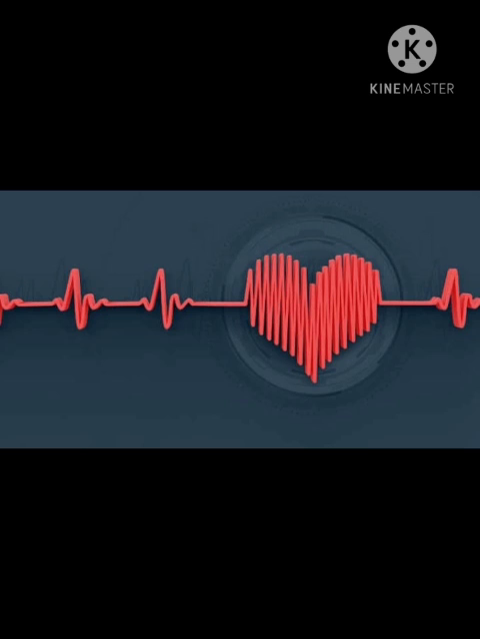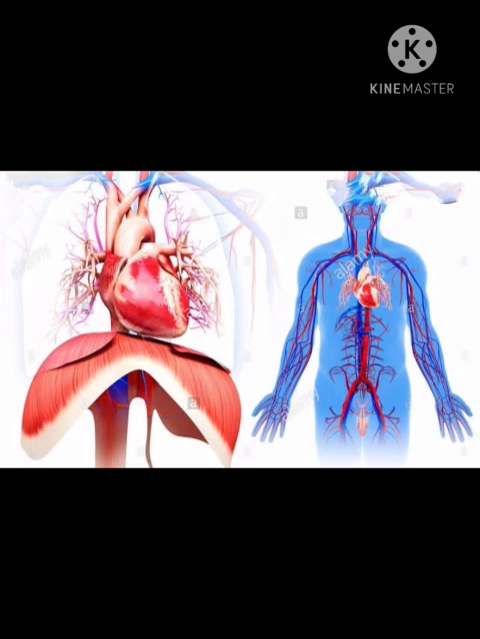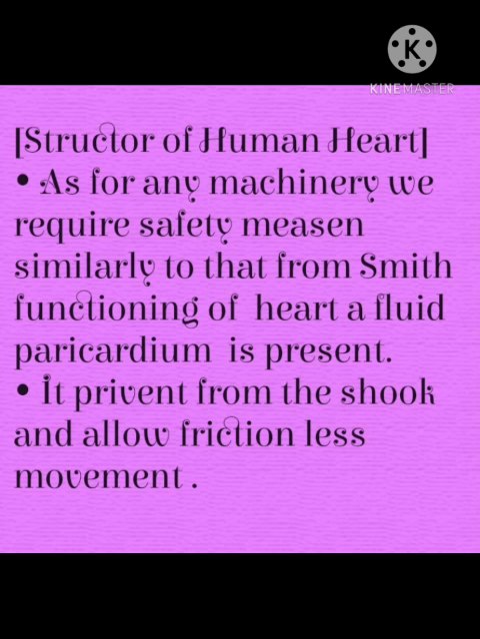The pointed part of the heart lies on the diaphragm. The diaphragm is a dome-shaped muscular partition between the abdomen and the thoracic cavity. So now about the structure of the human heart. As for any machinery, we require a safety measure. Similarly, for the smooth functioning of the heart, a fluid is present known as pericardium. It is present to protect the heart from shock and allow frictionless movement.